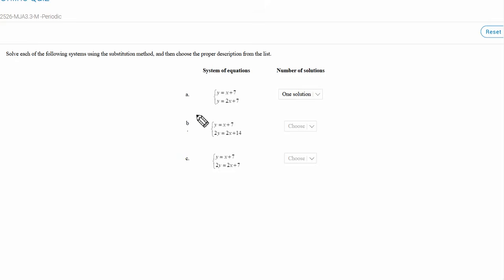Okay, let's go to the next one. Now we have B. What do we do in B? Again, the same thing. y is equal to x plus 7, 2y equals 2x plus 14. Now what will I do? Instantly, I will see, okay, the first equation is already in terms of y. They already said y is equal to this. I'll put that in here. I'll replace this in here.